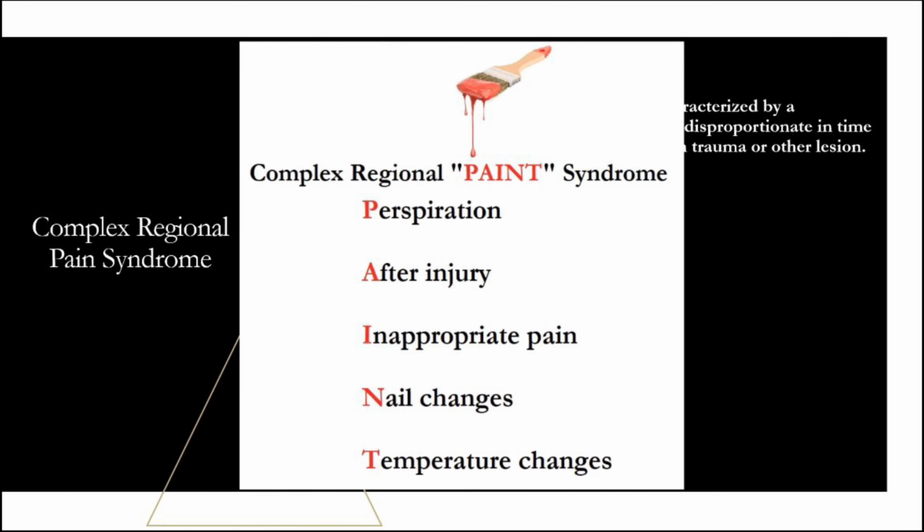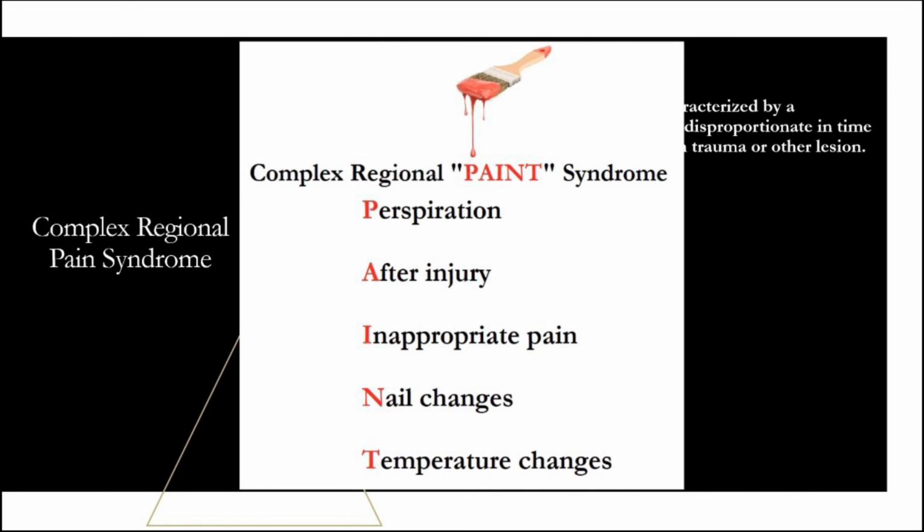So I, inappropriate pain. And then N stands for nail changes, because remember, your trophic changes, these patients can have both increased or decreased nail growth. Also look for changes in the hair as well. And then the T stands for temperature changes. Relating back to the autonomic changes, some patients you'll see a difference in skin temperature on the affected versus the unaffected side of over 1 degree Celsius.